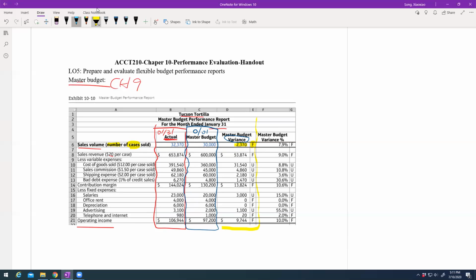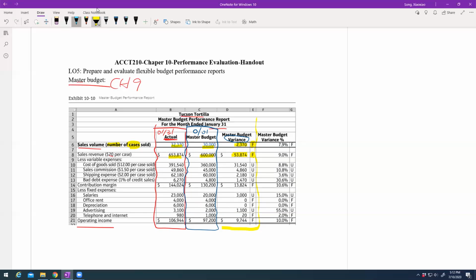So you use your actual units sold times the $20, and you get your actual revenue. You use your budgeted 30,000 units times $20, and you get your budgeted revenue. Then you find out that your actual is definitely more than your budget because you sold more. So our revenue is $53,874 favorable, right?